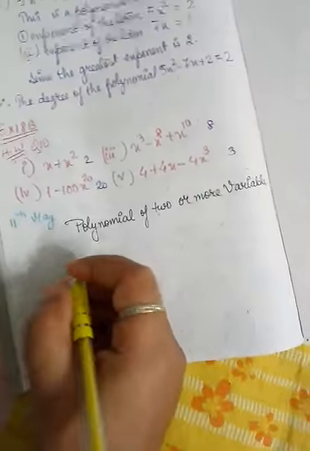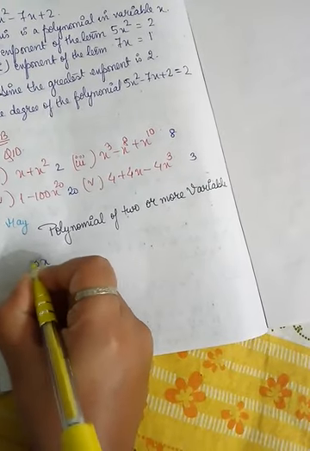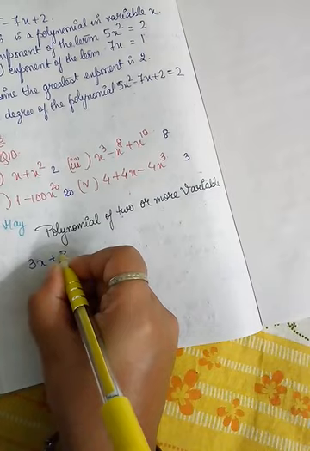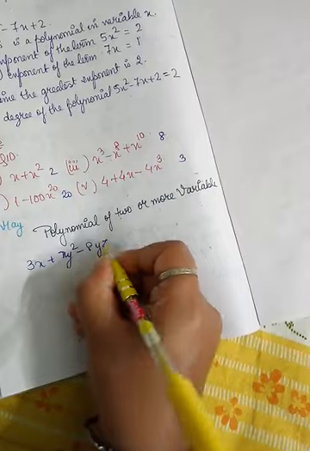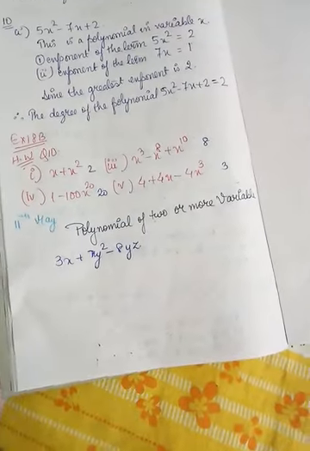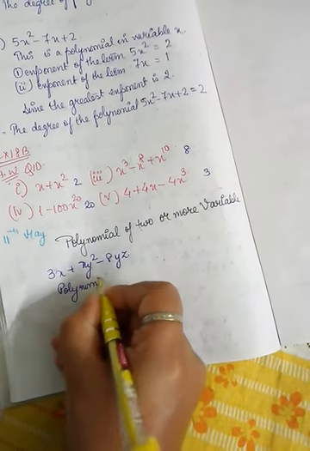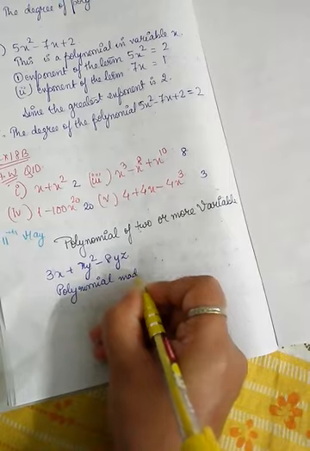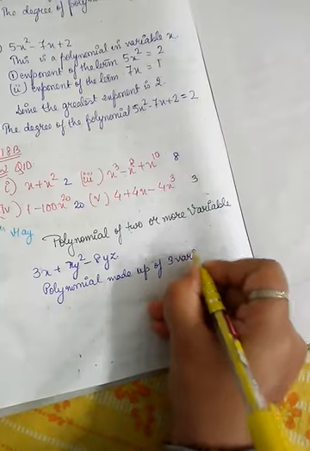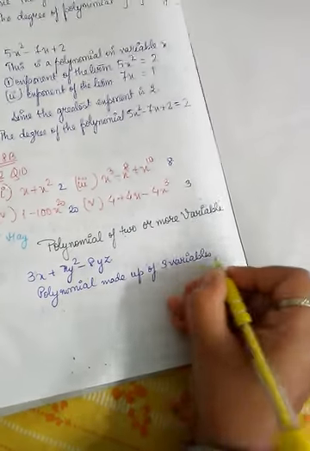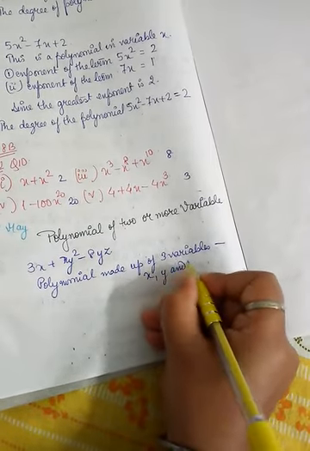So let us have a look at our example. Suppose we have 3x plus xy square minus 8yz. In this case, we see that this is a polynomial made up of 3 variables, and what are they? They are x, y and z.